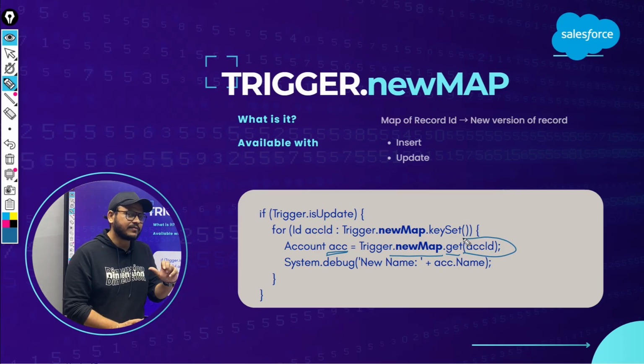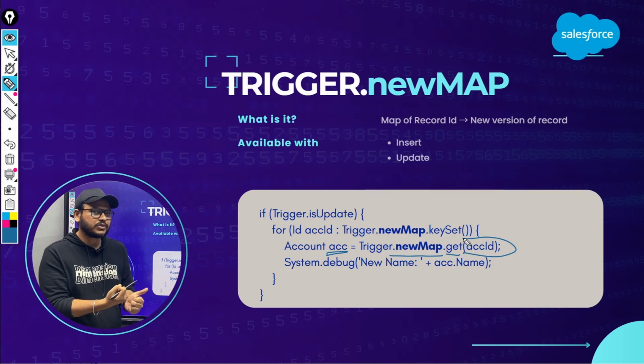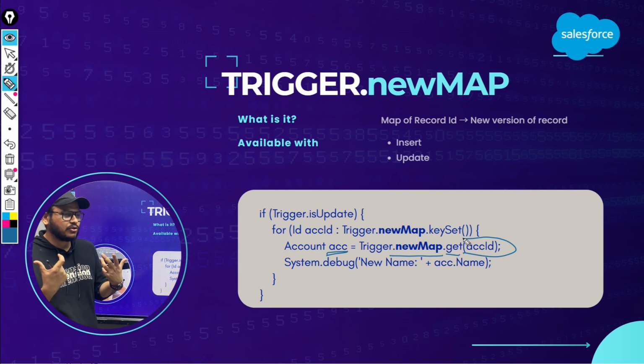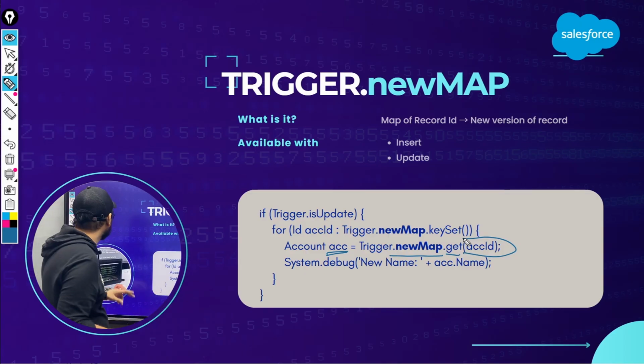So Trigger.newMap gives you additional flexibility to retrieve a specific record using the ID. Because it's a map, you can use the ID, retrieve the record, and then work with that, use that for your logic execution or for building your conditional logics, etc. So that is there. All right.